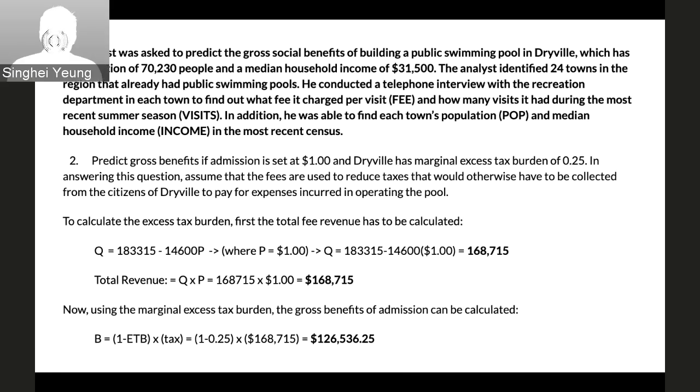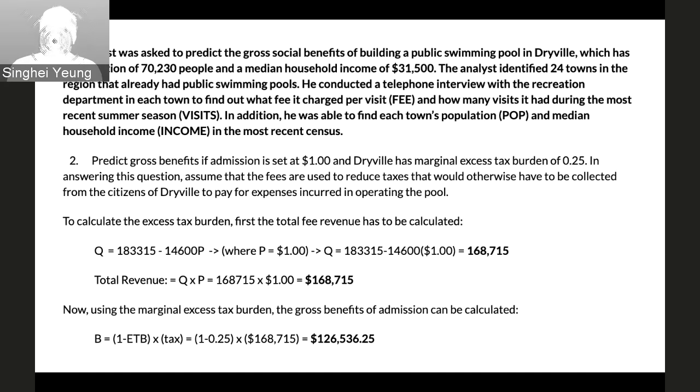So for part B of this question, we are asked to calculate the gross benefits if the admission was set to $1 for the public swimming pool, and the town had a marginal excess tax burden of 0.25. To do this, we first had to calculate the total fee revenue before we calculated the gross benefits. And to do that, we used the linear equation we got in part A and plugged in $1 to get the quantity of people that would come.